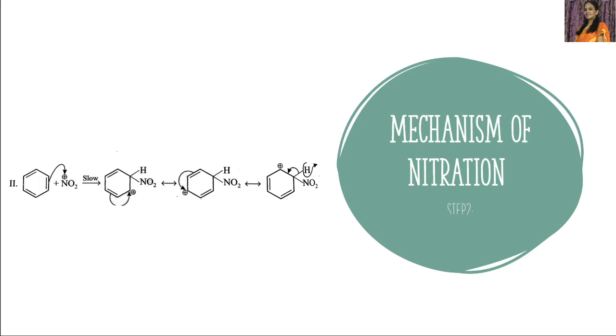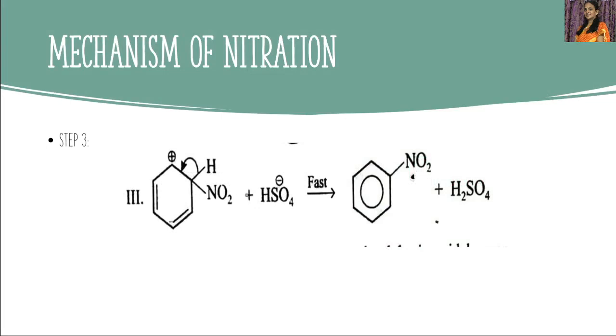Then in the next step, what happens? In the third step, the sigma complex loses a proton. This H plus is lost, and this bond pair goes inside. Thus, this positive charge disappears, and the aromaticity is again regained by the benzene ring. This H plus is lost to HSO4 minus, which is present in the reaction mixture, and this is a fast step where we get nitrobenzene and the catalyst H2SO4 is regenerated. This is the third step.